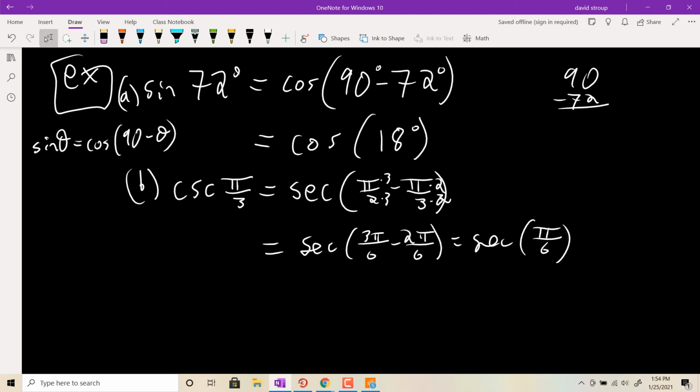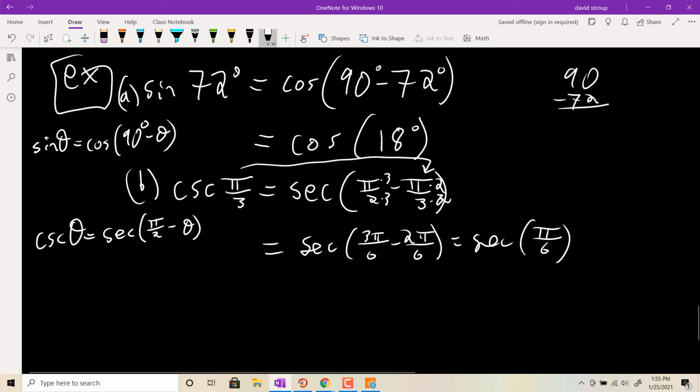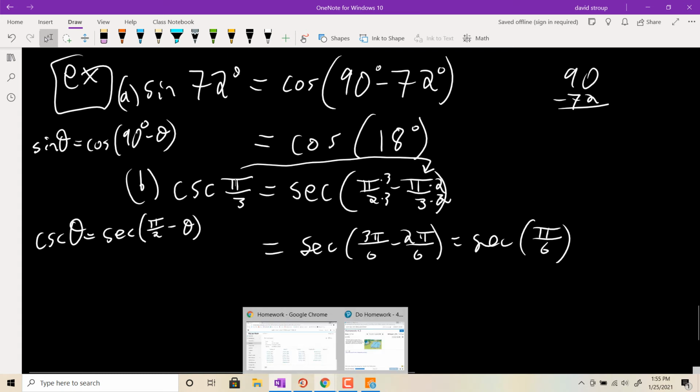For cosecant here, because you're using radians, it's going to be cosecant of theta equals secant of pi over 2 minus theta. And in this case, theta was pi over 3, so I plugged it in there. Okay. Hopefully that's clear. I'm sorry I kind of blew through it.